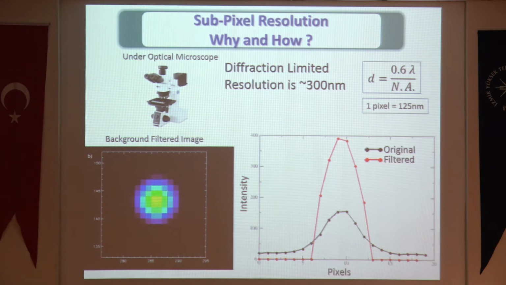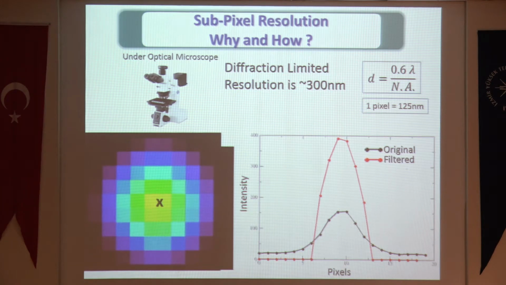But if you filter it, the background will be much closer to 0, and you enhance the signal with a Gaussian parameter. The filtered image will look like this. Once you have this image and put a Gaussian fit onto it, this represents one pixel and this represents another pixel. The tip of the Gaussian fit will be a sub-pixel position. And that's how we do this.